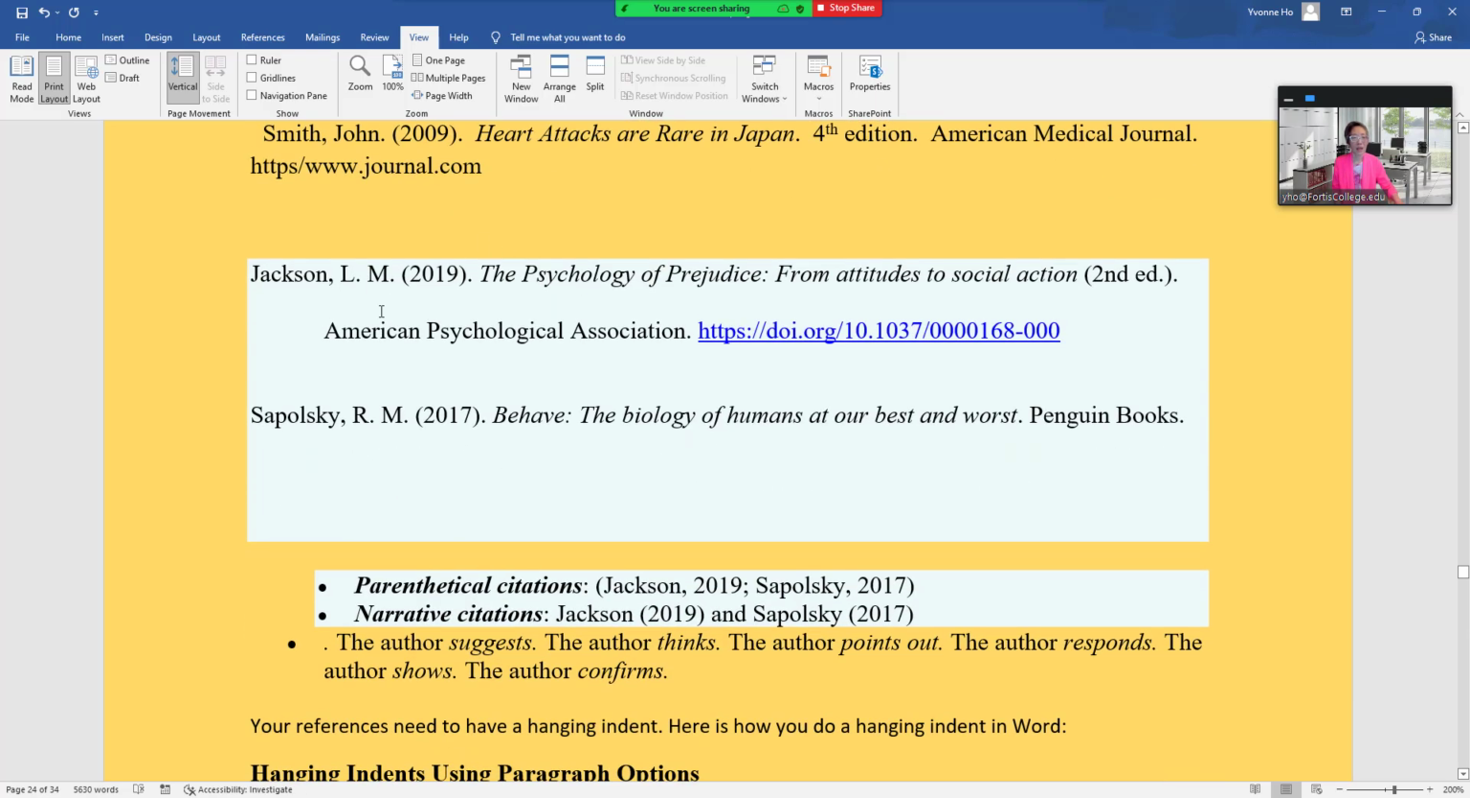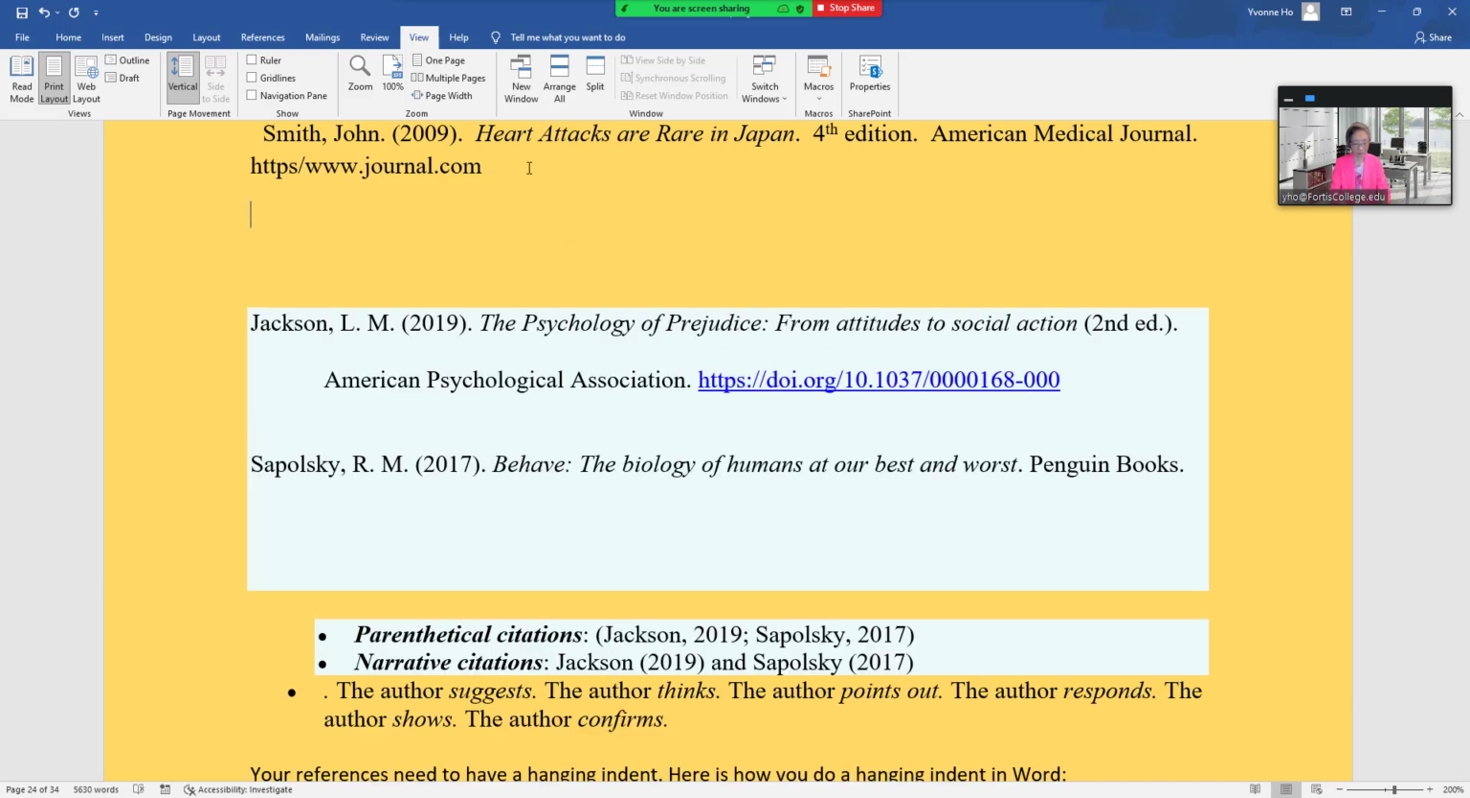And you need to use a left hanging indent. In other words, here you have left justified all the way this way, and then you go like this. And that only occurs in your reference page. It's known as a left hanging indent. And you're like, I don't know how to do a left hanging indent. How the heck do I do that?